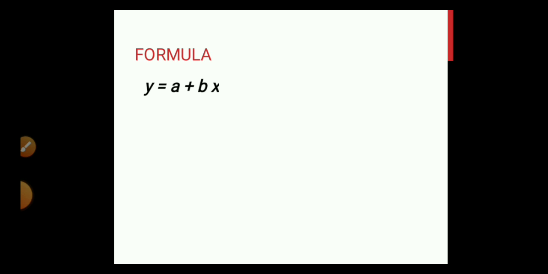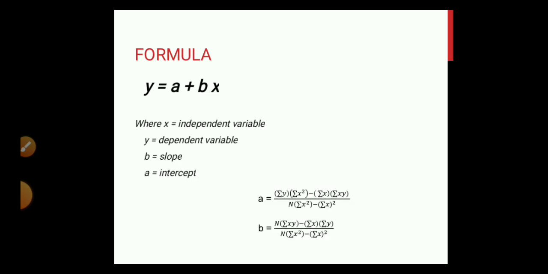The formula is y equals a plus b times x, where x is the independent variable, y is the dependent variable, b is the slope, and a is the intercept. So these are the formulas to find the slope and intercept.